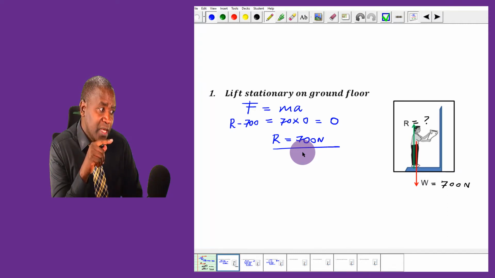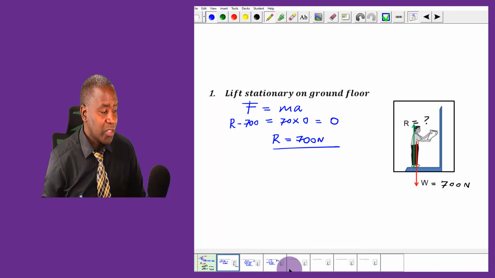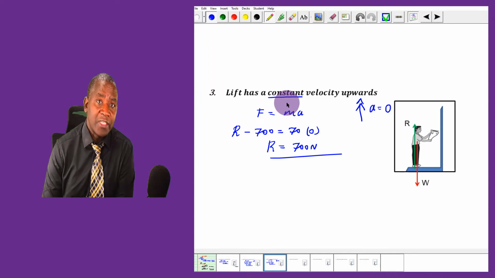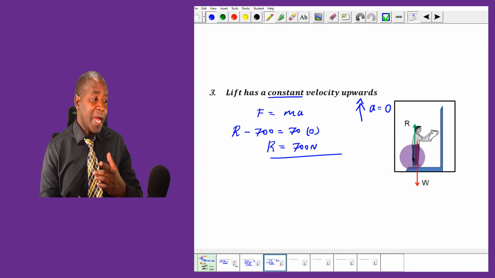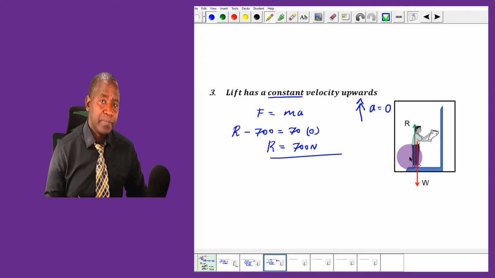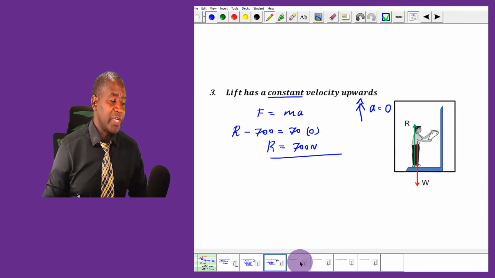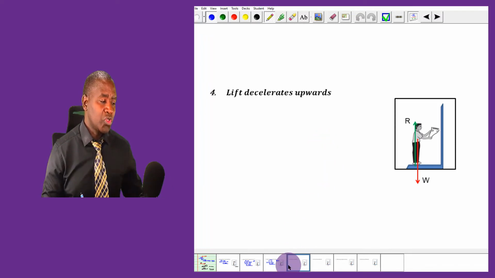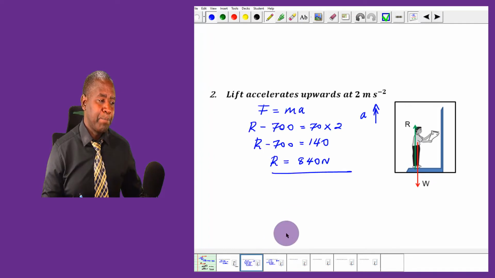So here, when it is moving upwards with uniform velocity, the value of R will be equal to its actual weight, and therefore the balance is going to read the actual weight of the person. Let's go to the next situation, where the lift now decelerates upwards.